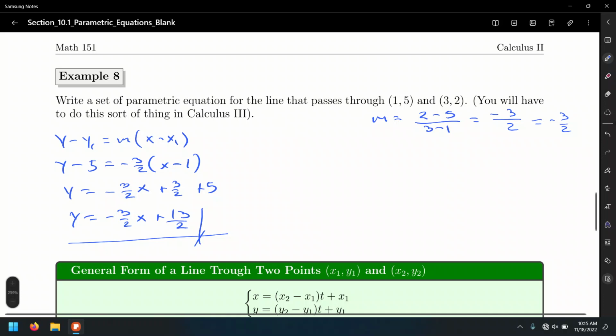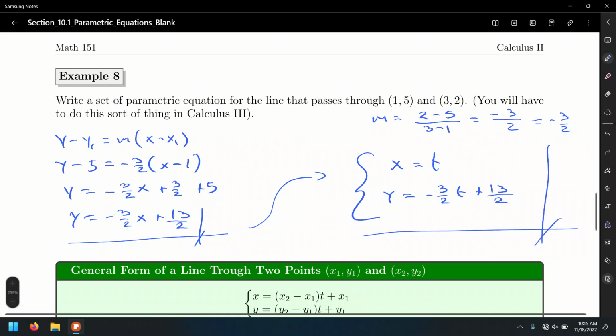So we have a point, and we found the slope given the two points. Now we're going to come up with a parametric equation set. Again, the easiest way to parameterize any function is to give the independent variable, in this case x, the letter t, and just replace x with t. So y equals -3/2 t plus 13/2. And that's how we parameterize it. So that's one way to parameterize equations of lines.